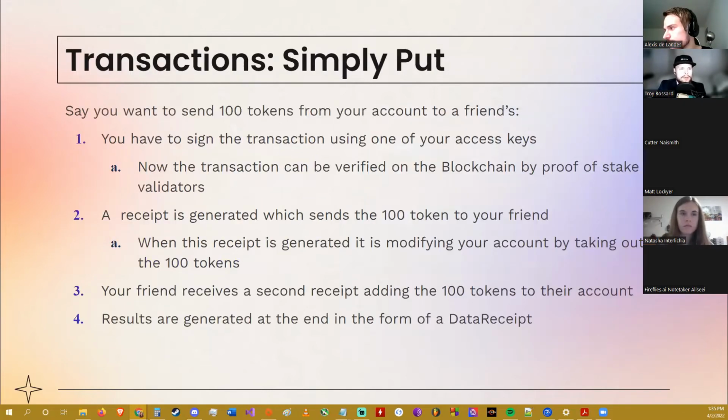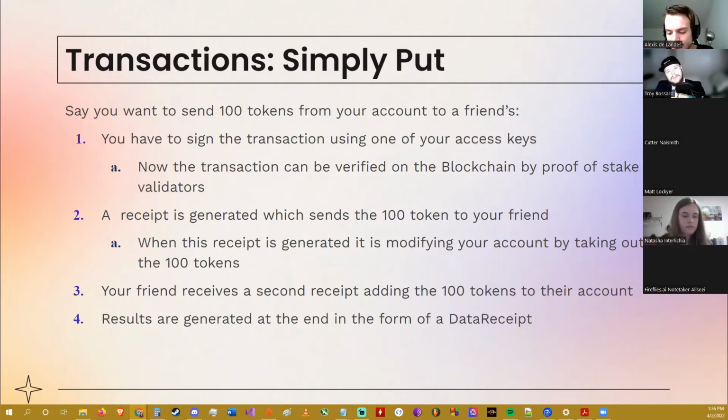So we got pretty complicated with transactions. Let's talk a little bit about just what a transaction is simply. Say you want to send 100 tokens from your account to a friend's. You have to sign the transaction using one of your access keys. This is pretty streamlined if you're using something like Near Wallet. Now the transaction can be verified on the blockchain by the validators. A receipt is generated, which sends the 100 tokens to your friend.